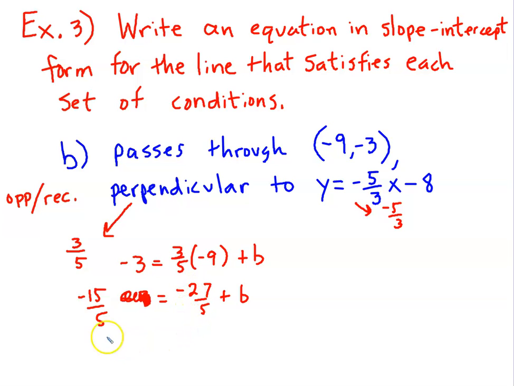And I'm going to add 27/5 to both sides. And that leaves me with 12/5 for b. And then my answer, in slope-intercept form, is going to be y equals 3/5 x plus 12/5.